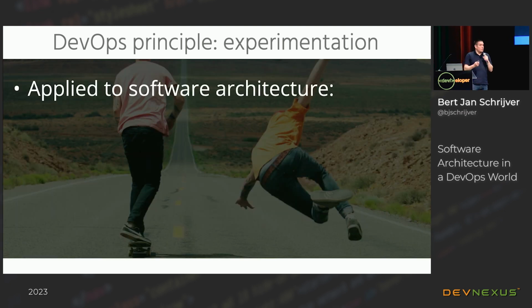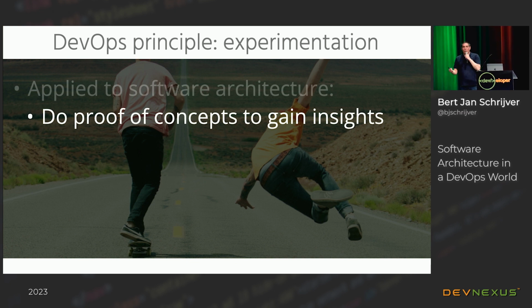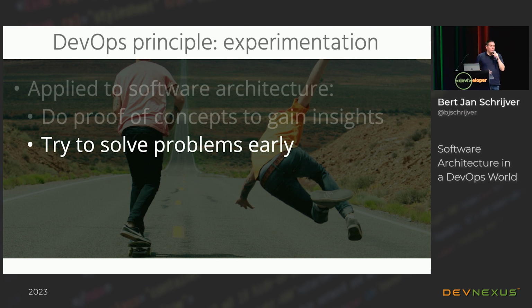So if we apply the principle of experimentation to software architecture, I'll do proofs of concept to gain insights. If you're unsure about something, is this going to work? Is it going to be easy to build, hard to build? Try it out. Do a small proof of concept, either yourself or have a small team work on it, and learn from the insights it gives you. Typically, spending 1 hour on trying something out can save you a day or a week of thinking or reverting whenever something goes wrong. And try to solve problems early. Bring those hard things up front in your project and work on them as early as you can, because this allows you to steer your architecture in the right direction and also to reduce risks as early as you can.